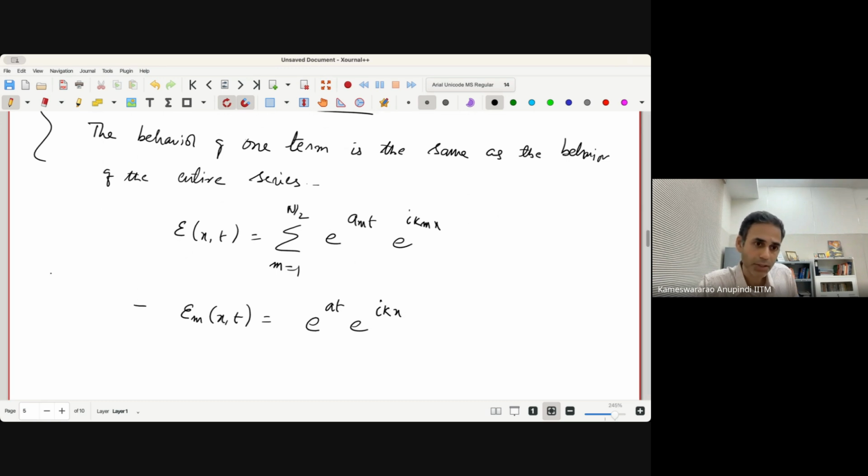So this is just one term of the above series, right? If this term behaves in an unstable way, then the entire solution is going to be unstable. That is the argument we are making, and we could only do this because the governing finite difference equation is actually linear.